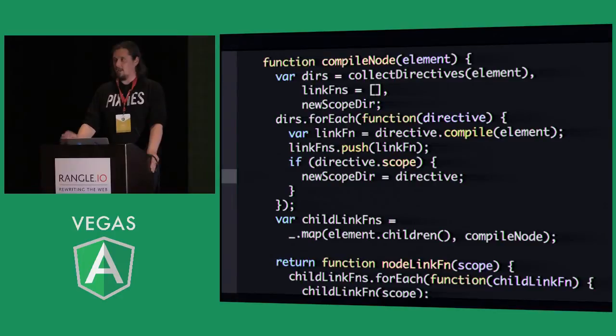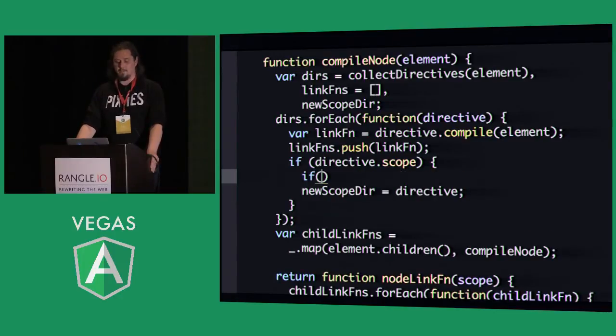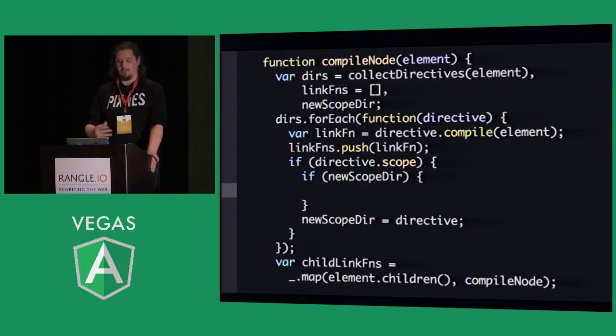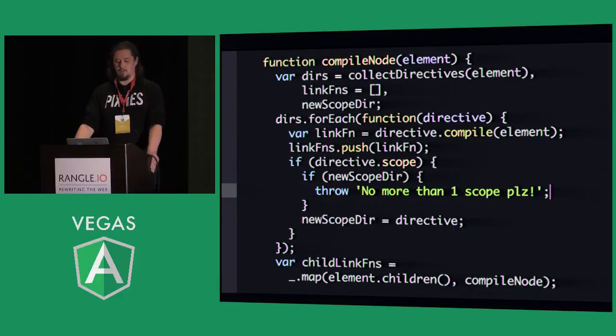And we also only allow one of these per each element. So if we already saw one of these for this element, we actually throw an exception during compilation. So you can't have more than one directive on an element that wants to have a new scope. And you've probably seen an exception that complains about that if you've used directives much.